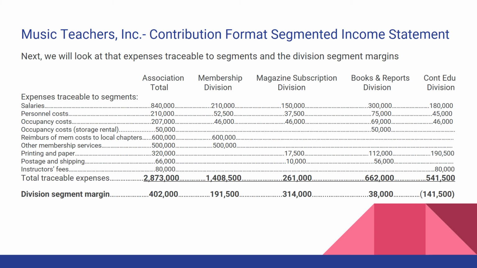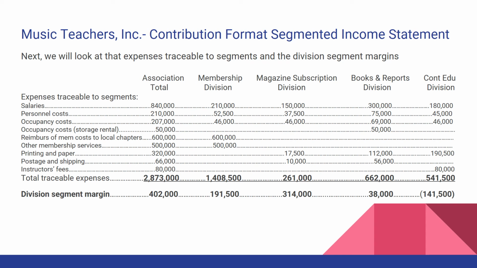So that's going to leave us with total traceable expenses for the association as a whole of $2,873,000. For the membership division, it was $1,408,500. For magazine subscriptions, it was $261,000. For books and reports, it was $662,000. Continuing education was $541,500.